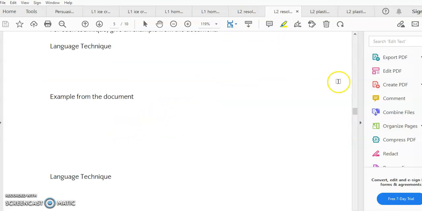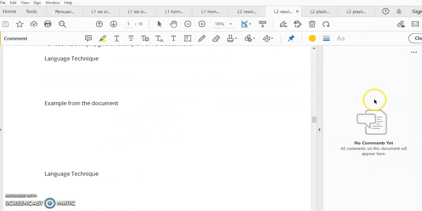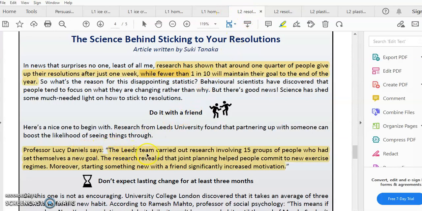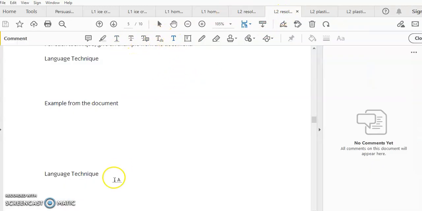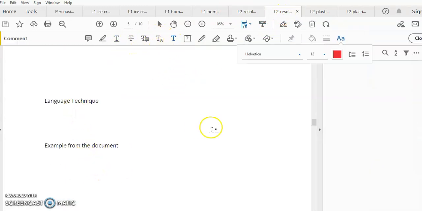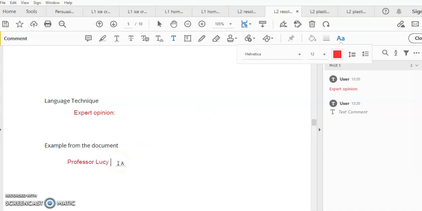One very quick thing I want to draw attention to, and this is simply to save you guys time. Professor Lucy Daniels says, right, the Leeds team carried out. You don't have time to write all that out, right? So when you're providing your quote, when you put down here, expert opinion, you don't need to quote the entire lot. You don't need to quote her entire thing. You're just quoting what backs up what you're saying.